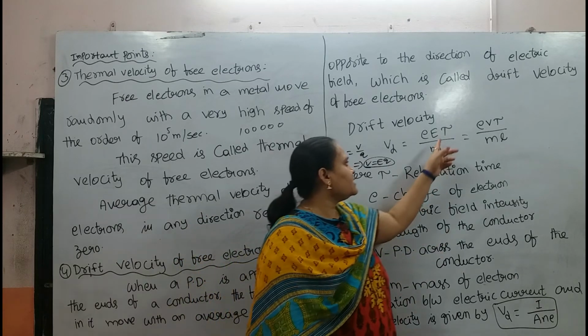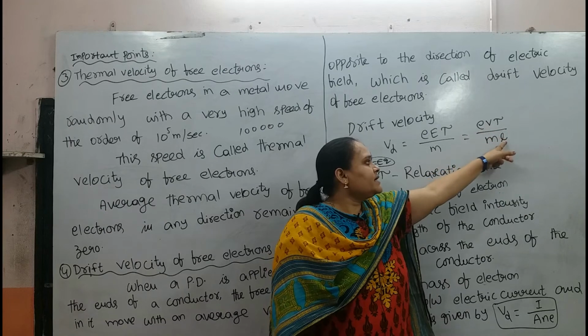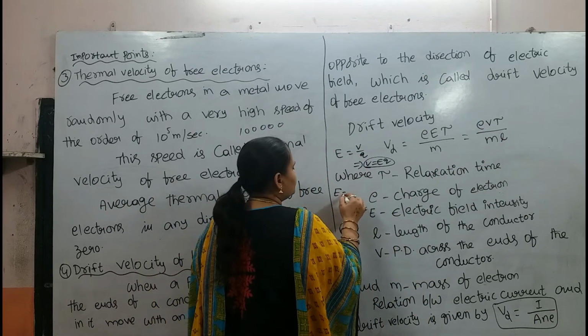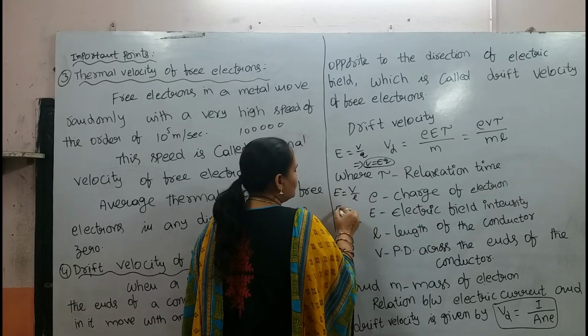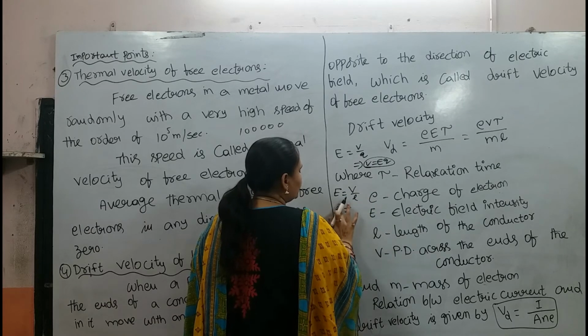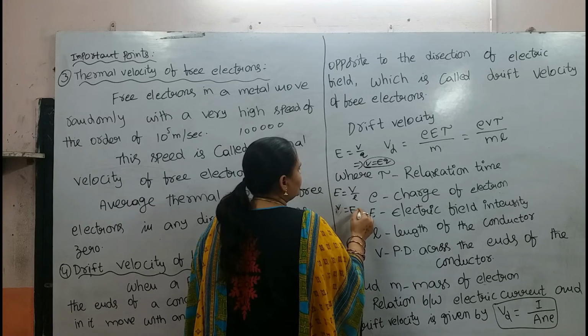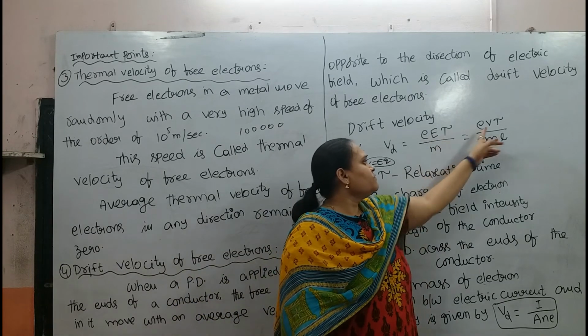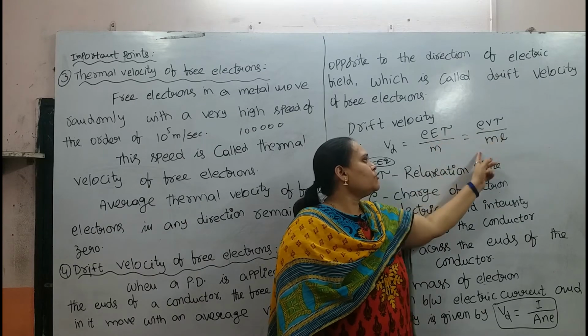But in this we can replace E by V by L. L is nothing but the length of the conductor. So here V is replaced by V by L. V equal to EL. So here E can be replaced with V by L. So Vd equals e V tau by m L.